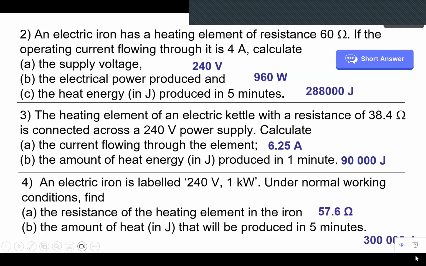And then next one, the amount of heat energy being produced in 5 minutes. Energy is power times time. So it's 1,000 watts times 5 minutes, which is 5 times 60 seconds. I get 300,000 joules of energy.